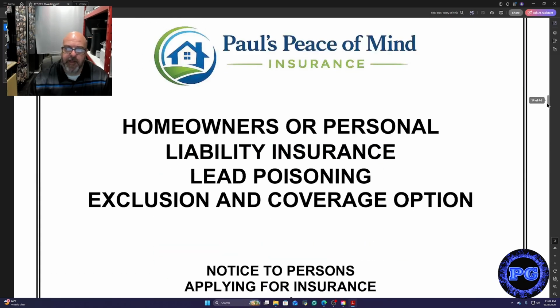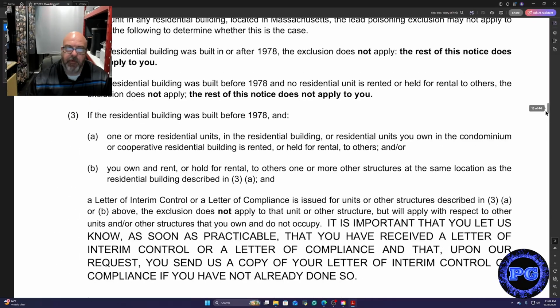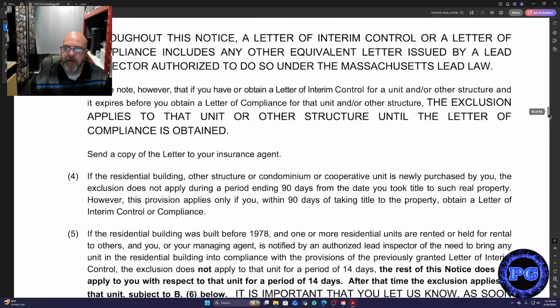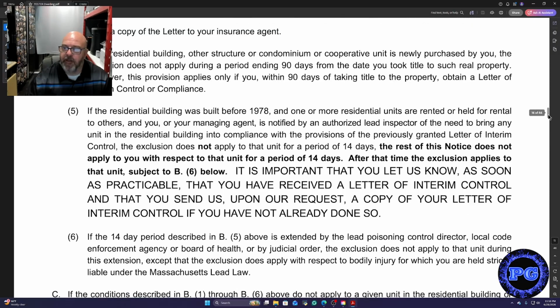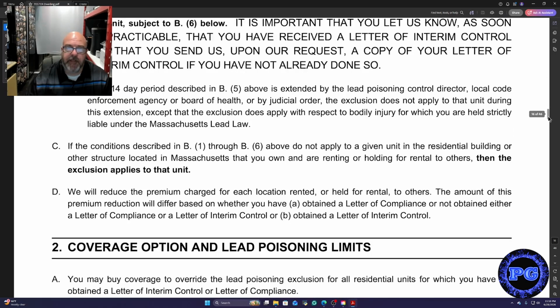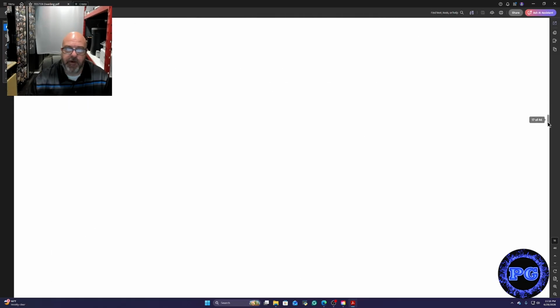We got the homeowners or personal liability insurance, lead poisoning exclusion and coverage option. So this is going to get into your lead poisoning. 1978, that's always the big number to remember. Whether you're in real estate or insurance, if it's built before 1978, you got to worry about lead, and if it was de-leaded and you're the owner, make sure you fill that form out. Not to switch over to real estate for a minute, but that little form can cost you like 70 grand in fines if you don't have it filled out. It says, were you aware of lead in the home and all this stuff? But I won't go too much down that path right now.